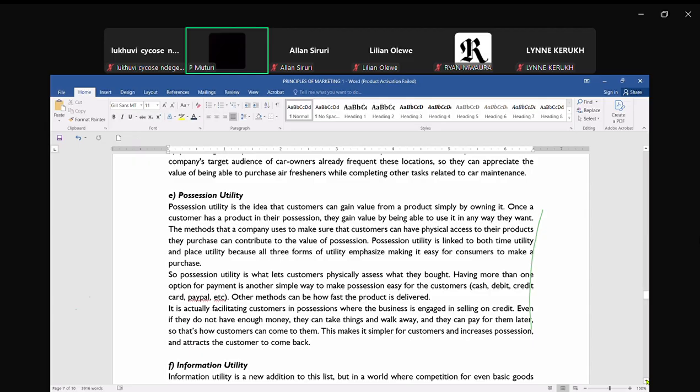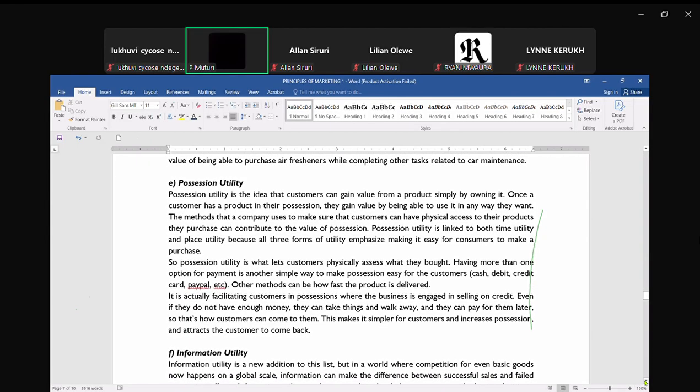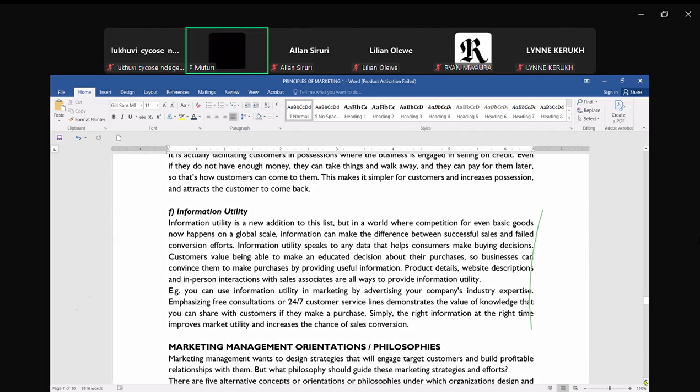All right, so facilitate the customer ownership in a way that is also convenient for the customer. Information utility.